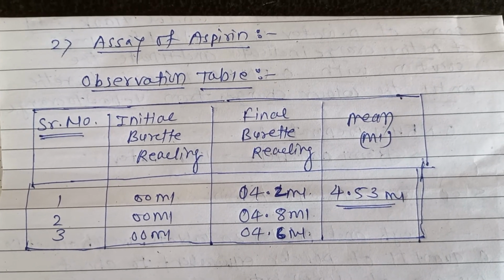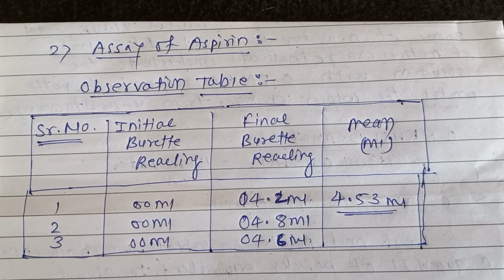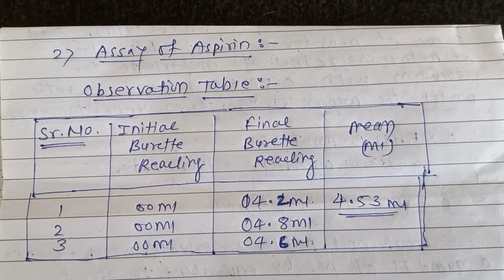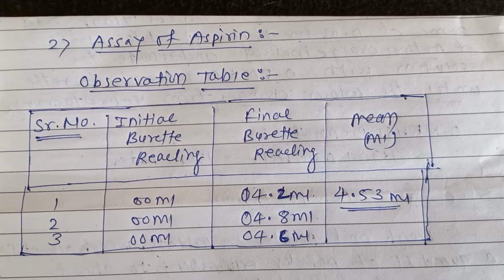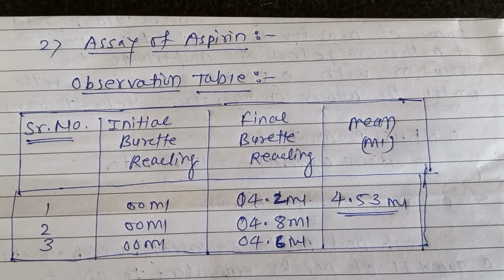So let us do the next part, that is the calculation of the percentage purity of aspirin as well as the calculation of standardization of 0.5 normal HCl solution. Let us do this next part of the experiment, that is the calculation.